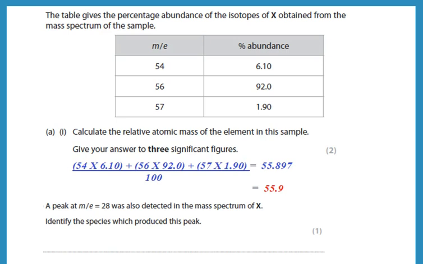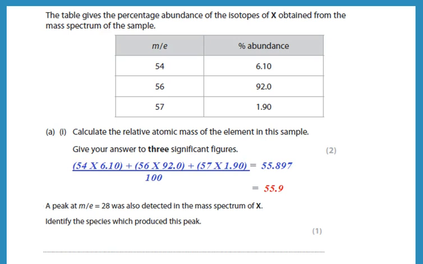a peak at m/e 28 was also detected in the mass spectrum of X. Identify the species which produced this peak. So first of all, we did not know what X is, but when we calculated the mass, we found that it is 55.9. If you look at the periodic table, you will find that the element that has a mass of 55.9 is iron, Fe.